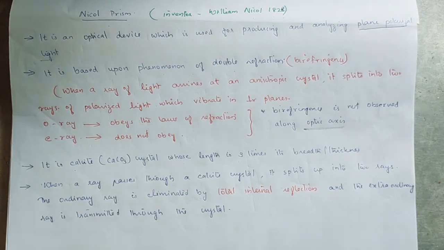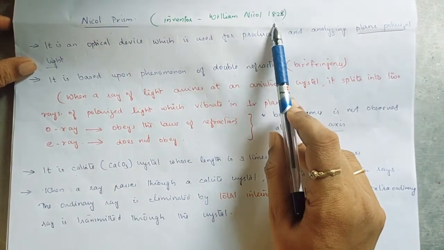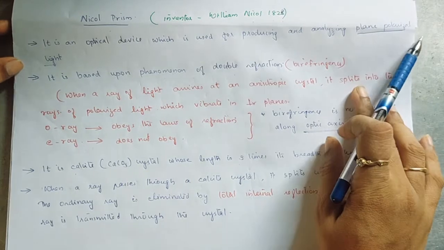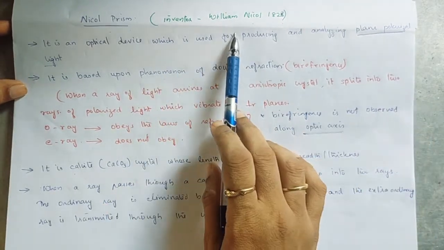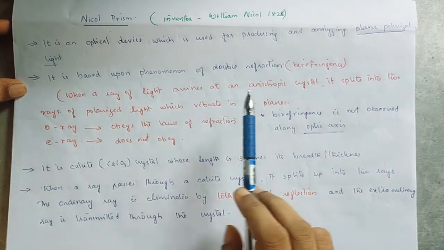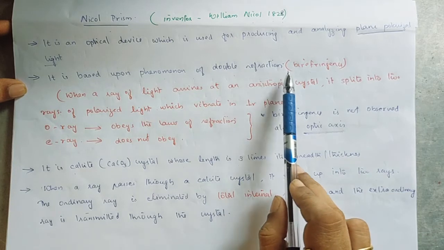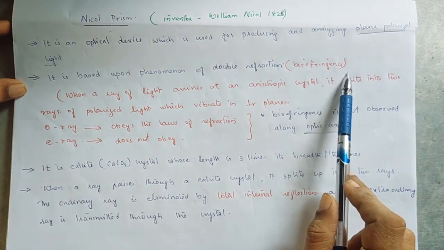One of the good methods for producing highly intense plane polarized light is the nicol prism. It was invented by William Nicol in 1828. So the nicol prism is named after him. Actually, it is based on the principle of double refraction. We know that double refraction is also known as birefringence.